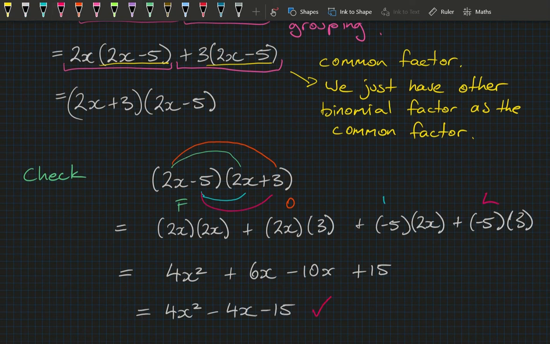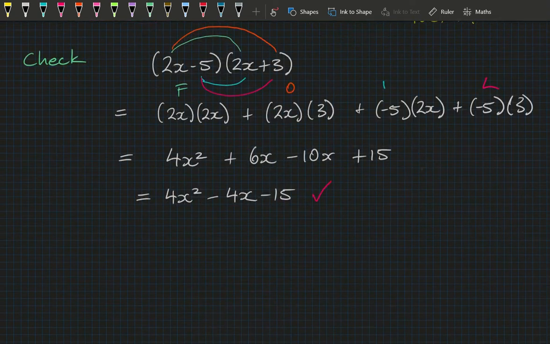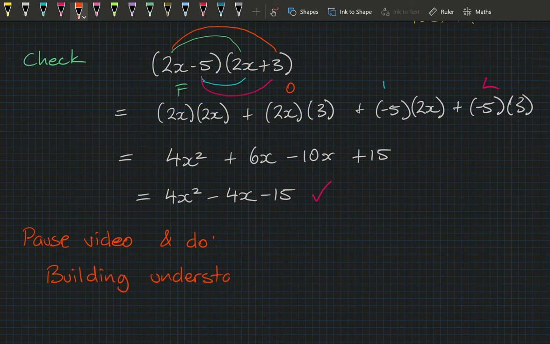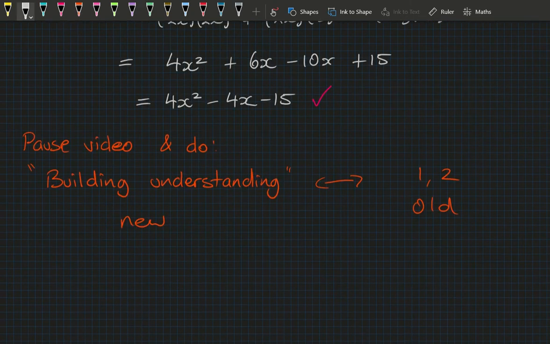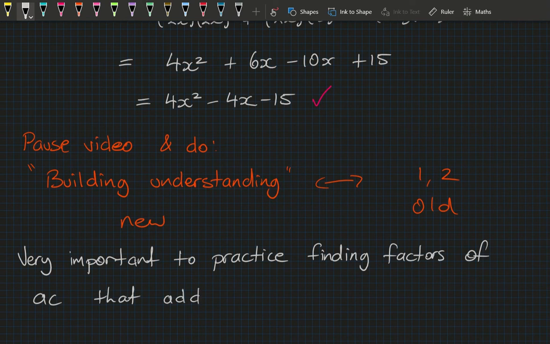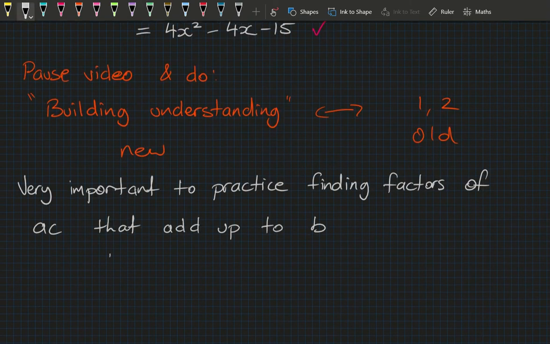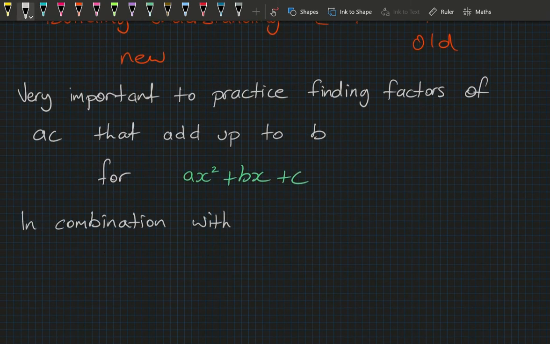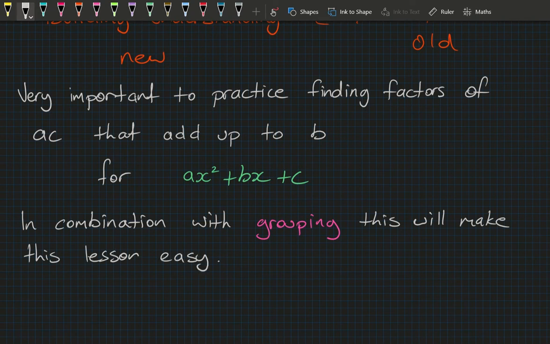Alright, so this is the end of the introduction, but for this lesson I suggest you pause the video now and work on the building understanding questions in the new book, which translates to questions 1 and 2 in the old book. While we don't always do pre-learning for the introduction, I think that it's really important to practice finding factors of AC that add up to B for a trinomial described as ax squared plus bx plus c. If you're confident with grouping from our last lesson and this concept, then this lesson will be very easy for you. Alright, I'll see you in the next section.